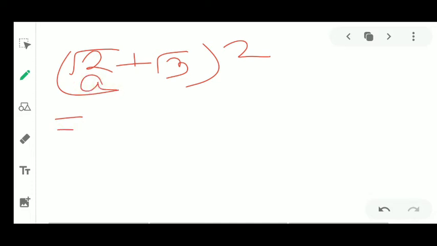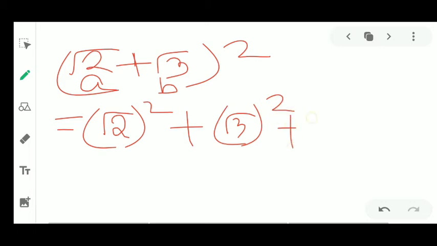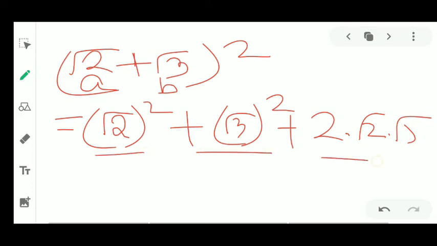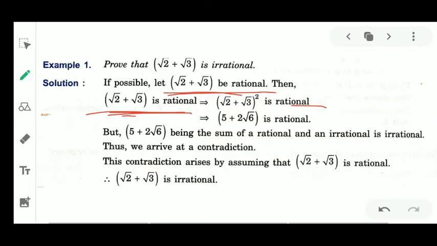The square of root 2 plus root 3: if you take root 2 as a and root 3 as b, then we have (a plus b) square, which is a square plus b square plus 2ab. Now we write the square of root 2 plus the square of root 3 plus 2 into root 2 into root 3, which is a square plus b square plus 2ab. Then we'll get 5 plus 2 root 6 is rational.